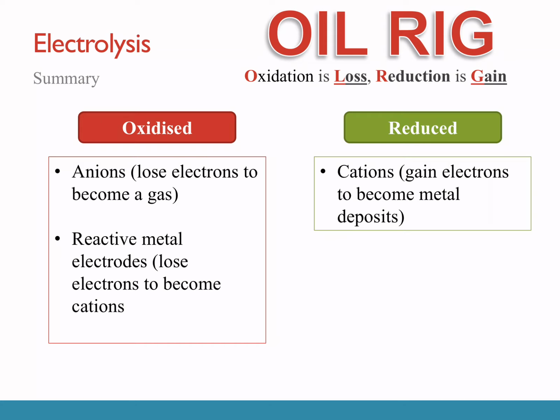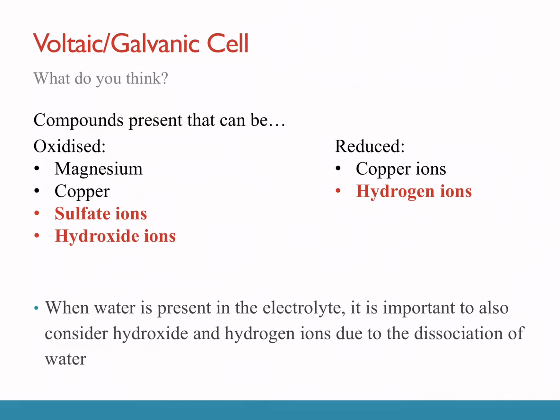Okay, so recall that the anions lose electrons to become a gas. Reactive metal electrode lose electrons to become cations, and cations gain electrons to become metal deposits. So these are the compounds present that can be oxidized and reduced. Okay, why is it that the metals are placed here and not here?